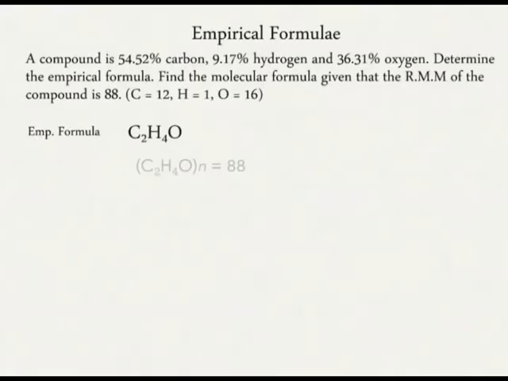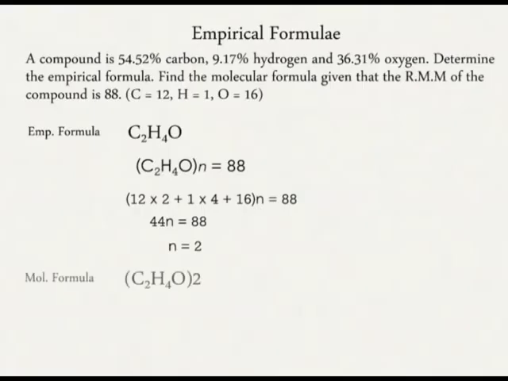So we shall have C2H4O times n will give us 88. The relative atomic mass of carbon is 12, so we have 12 times 2, plus the relative atomic mass of hydrogen is 1, and we have 4 hydrogen, 1 times 4, plus 16 times n will give us 88. That gives us 44n is equal to 88, and n is 2. And therefore the formula will be C2H4O times 2, which becomes C4H8O2.